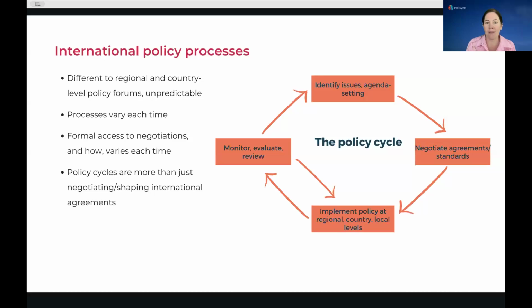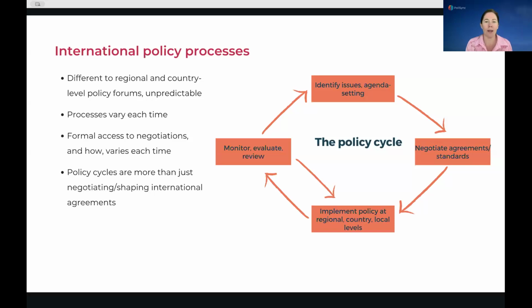So the formal access, whether you're a non-governmental organization, a diplomat within a government mission to the United Nations, or an academic, etc., you've really got to do your homework each time to see whether you have access to that process formally. If you don't, it doesn't mean you can't do anything. It just means your advocacy strategies are going to need to be informal as opposed to formally inputting into those processes.